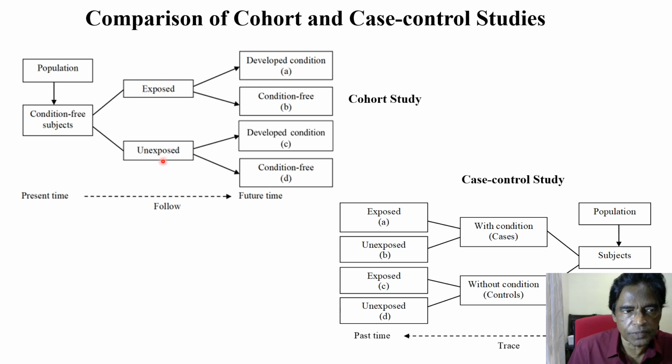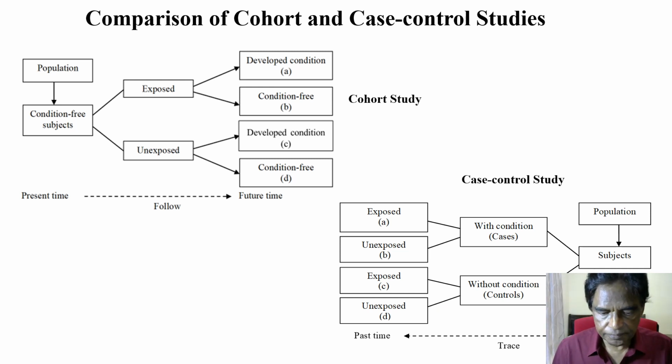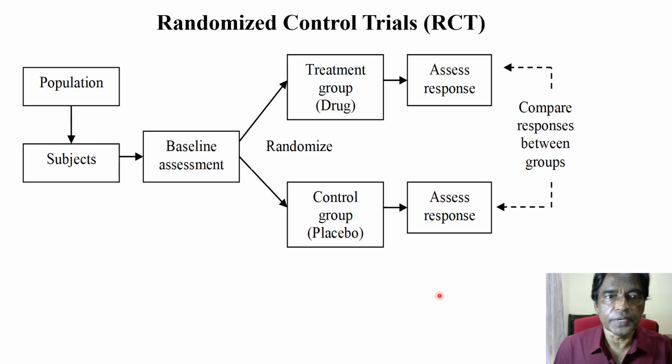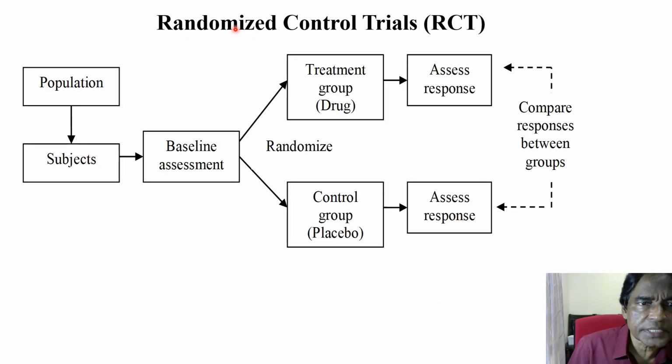Comparison of these two: we talk about cohort and case control. So cohort, how does it work? Marching forward. Case control, backward tracing. Now randomized control trials. How does it differ? Subjects will be randomized into two groups: one will be the treatment group, one will be the control group. So it's called randomized.